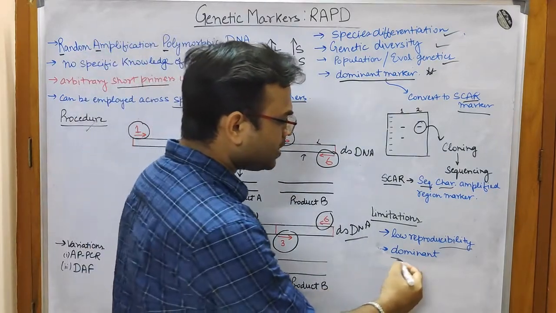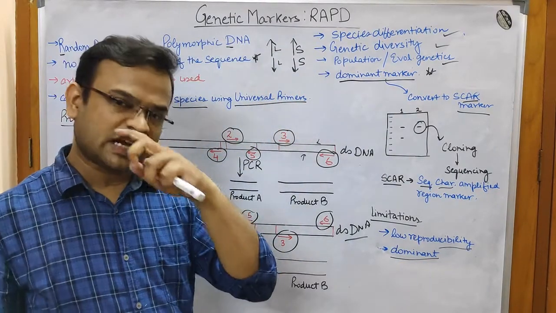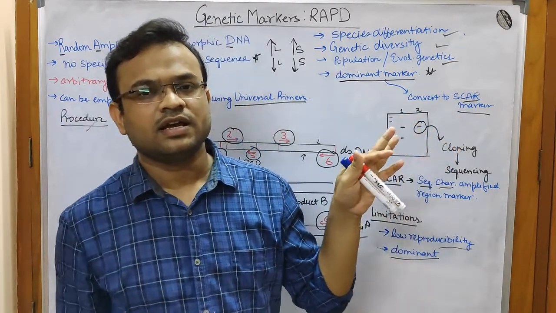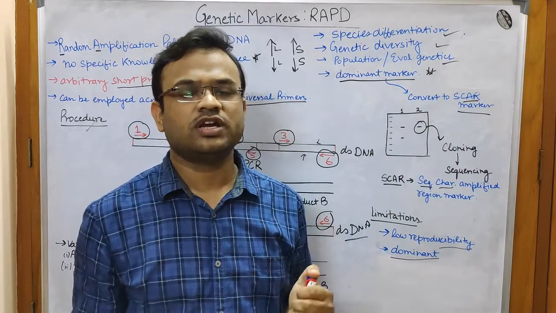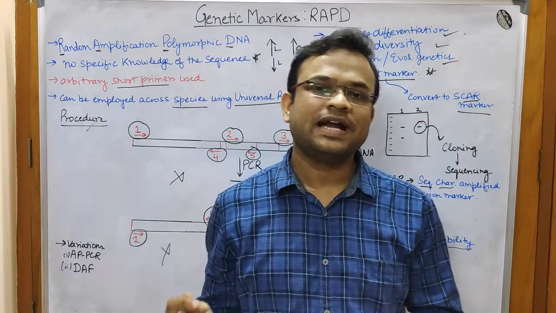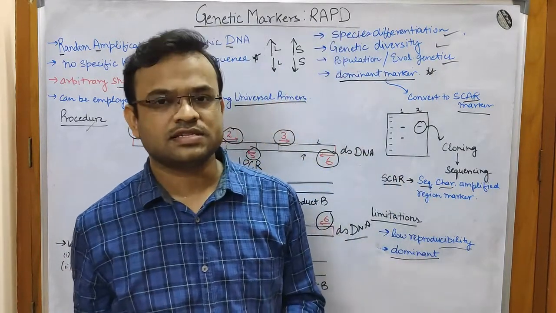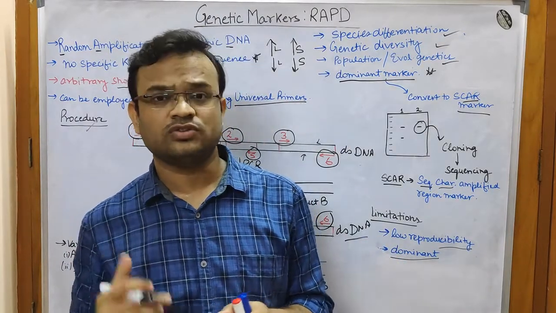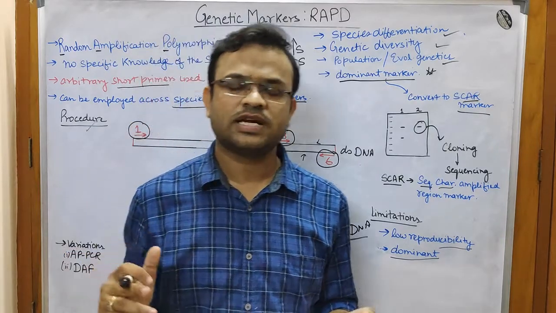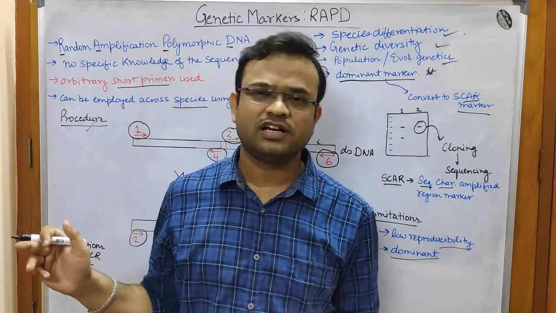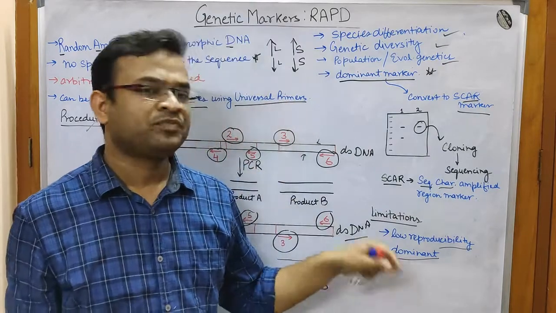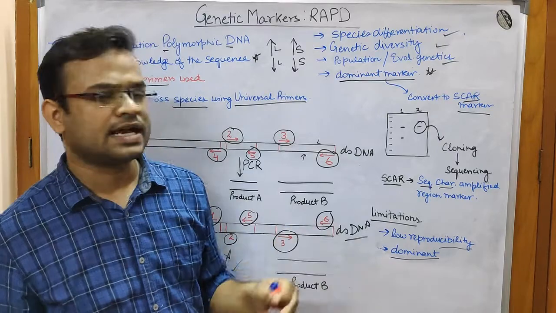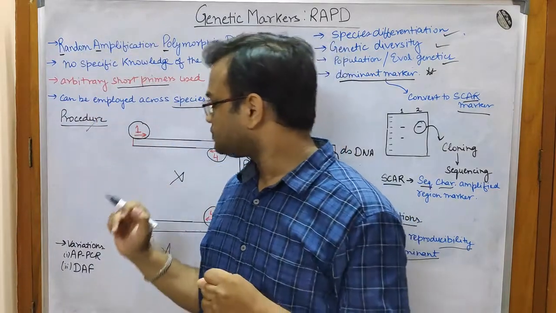Next, it is a dominant marker, as I've said. Now, what are the disadvantages of being a dominant marker? As we had already studied in the RFLP technique, RFLP could be used to solve parental disputes and criminal cases, but this RAPD technique cannot be used for solving those problems, that is criminal disputes or parental disputes, because we cannot use it to recognize the homozygous and heterozygous sequences, right?